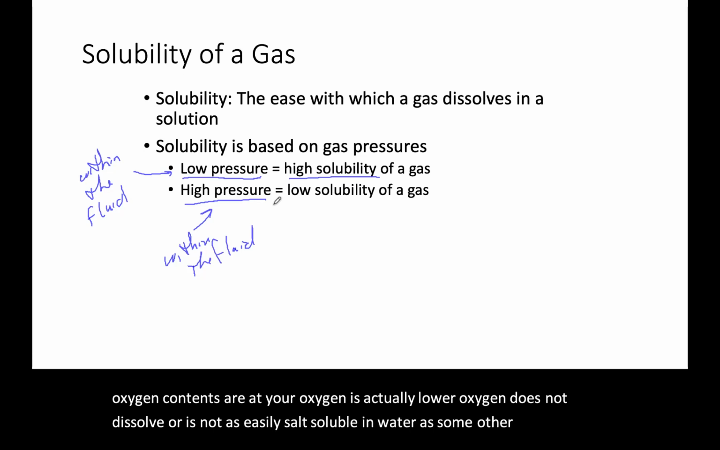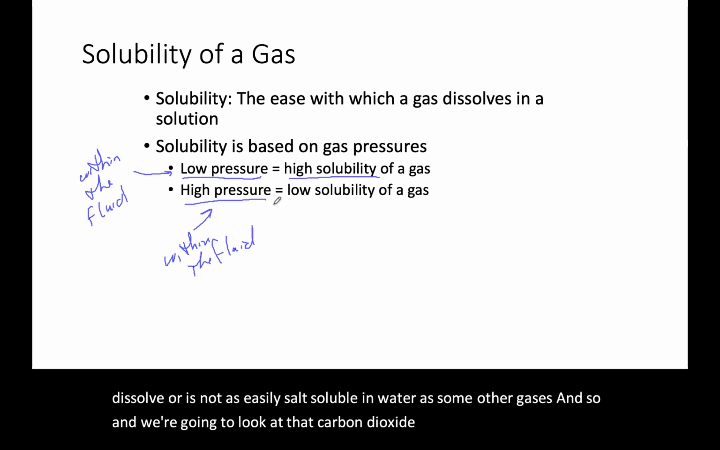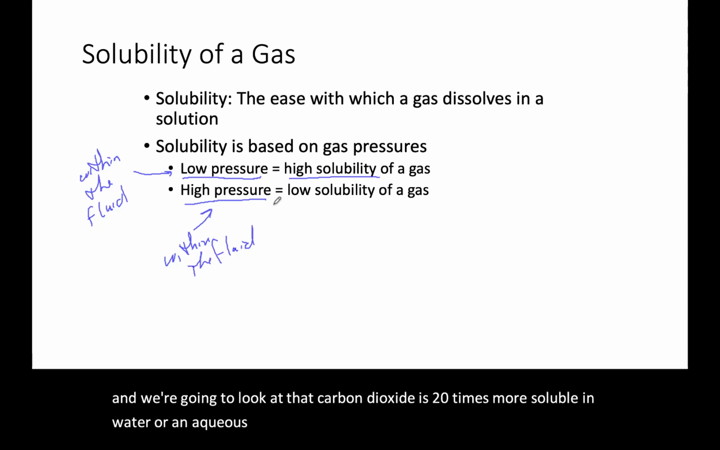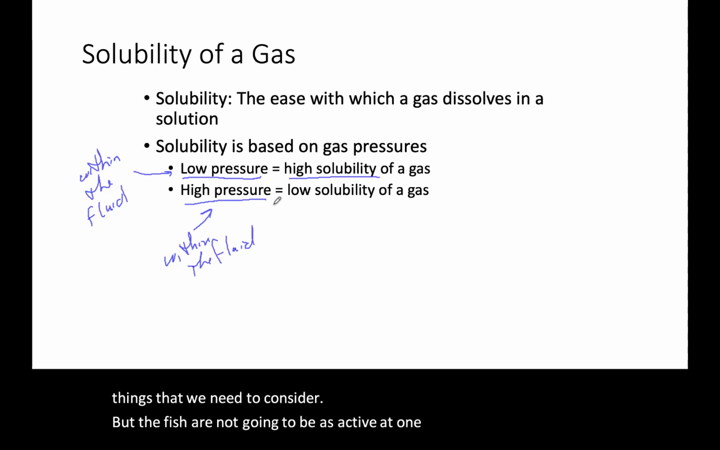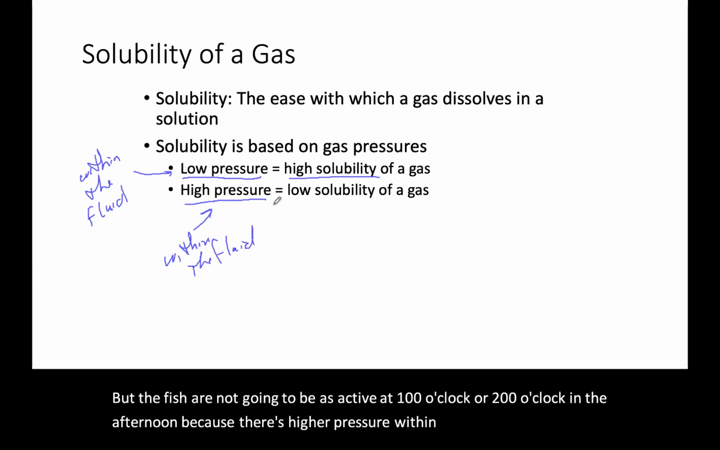And we're going to look at that. Carbon dioxide is 20 times more soluble in water, or in aqueous solution, than oxygen is. So there are some things that we need to consider. But the fish are not going to be as active at 1 o'clock or 2 o'clock in the afternoon because there's higher pressure within that water. Oxygen is less soluble. There's not as much oxygen available.